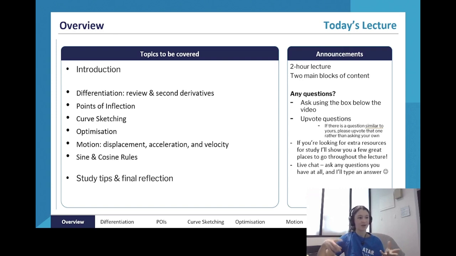Then after that, we're going to be going over motion with relation to differentiation. So how displacement, acceleration, and velocity all have a relationship with one another and how you can use differentiation to solve questions involving motion. And then our last topic, which is separate to all the calculus we've previously been doing, is on the sine and cosine rules. This is just an introduction to the trig that you're going to be going over in year 12. So we won't get too deep into it, but we will do an overview just so that you get the basics.